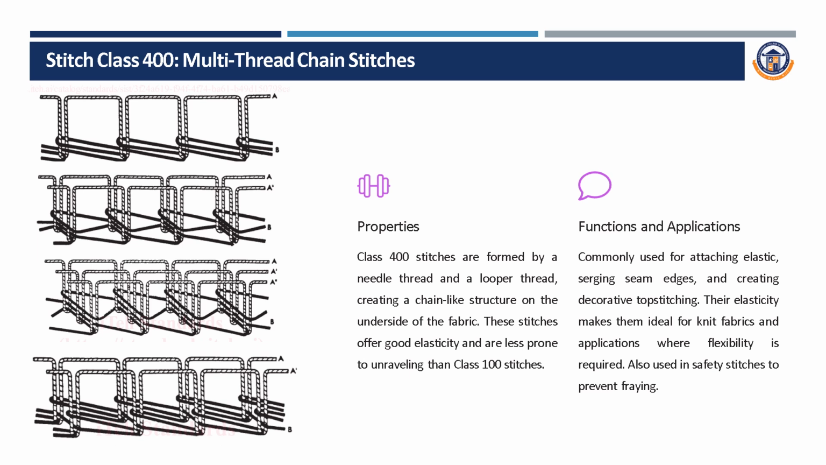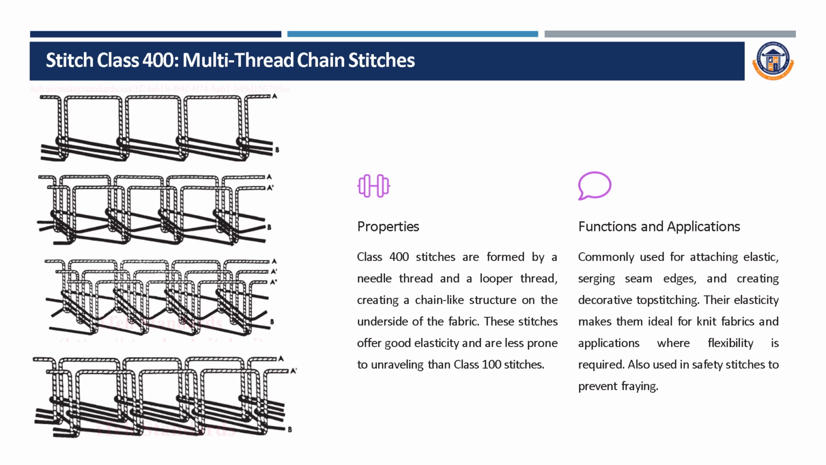Class 400, multi-thread chain stitch. The properties of the multi-thread chain stitch, which comes under class 400: the stitches are formed by a needle thread and a looper thread, creating a chain-like structure on the underside of the fabric. These stitches have good elasticity and are less prone to unraveling than the class 100 stitches.